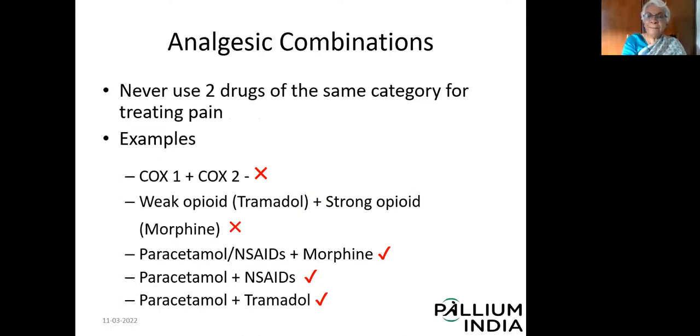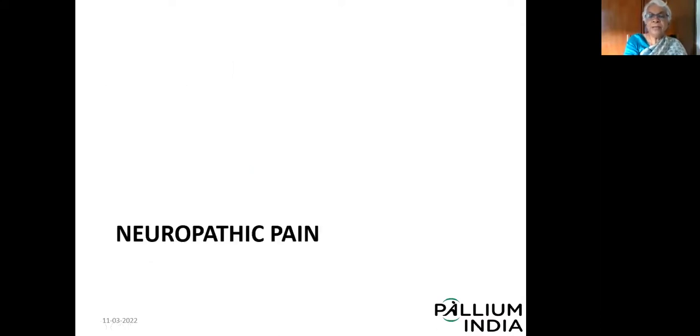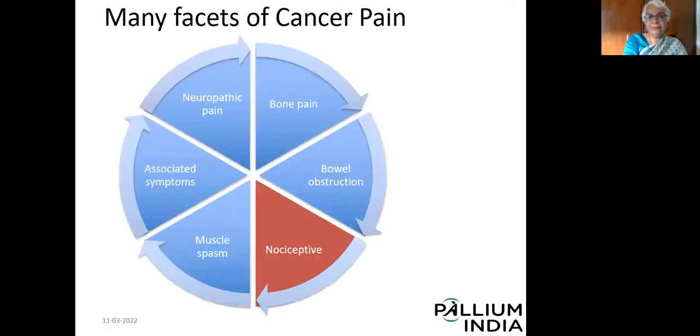So when you want to combine analgesics to treat cancer pain, one thumb rule is never use 2 drugs of the same category. For example, we do not combine a COX-1 and a COX-2 inhibitor. We cannot combine a weak opioid with a strong opioid. But the analgesic combinations that are favorable are paracetamol or NSAIDs with morphine, or paracetamol with NSAIDs, or paracetamol with tramadol, or NSAIDs with tramadol.